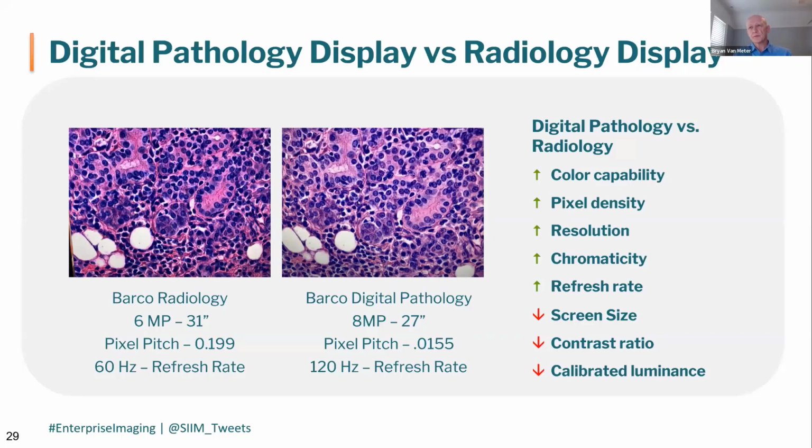Refresh rate is also something that the displays had to move much faster because there are so many pixels and so many slide areas that are moving around. And there's a slide on that. Also, relative to a radiology display, screen size needs to be a little bit smaller, contrast ratio has to be a little bit lower, and calibrated luminance needs to be a little bit lower. Still, these are all high relative to a consumer grade display. But radiology is pursuing a direction in luminance and contrast ratio that is just not conducive for digital pathology.